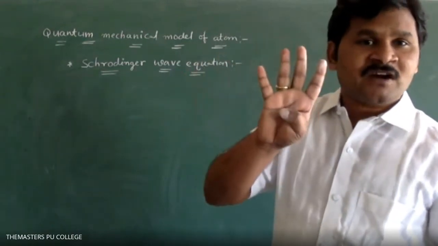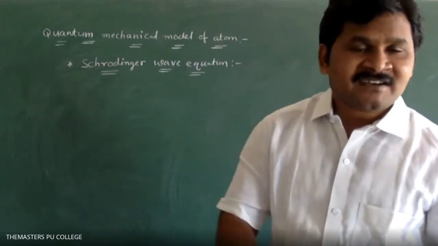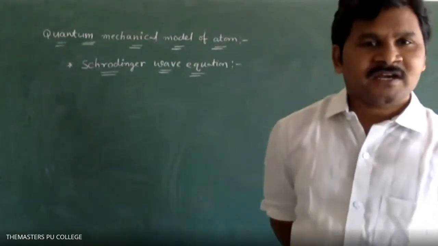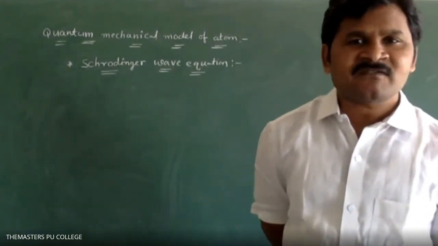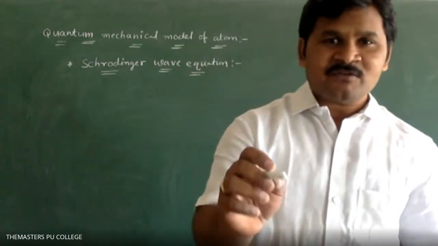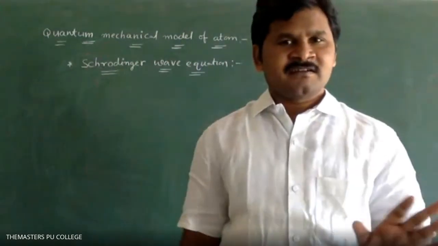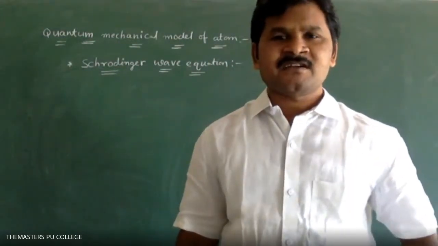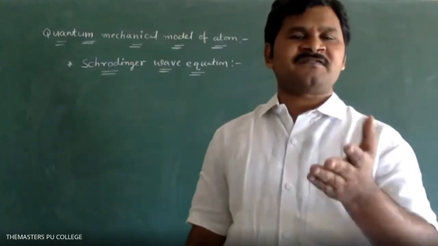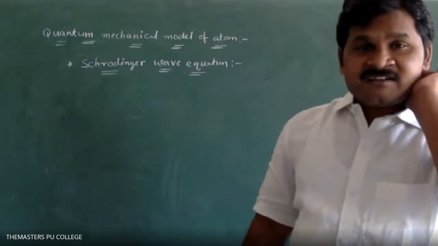Actually, we have 4 quantum numbers. Of these 4 quantum numbers, the first 3 are the consequence of the Schrodinger wave equation. What is the Schrodinger wave equation? Are you clear about the motto of the Schrodinger wave equation? The main motto is to find the exact position of the electron in an atom. The address or exact position of an electron in the atom, we can identify by using the Schrodinger wave equation.